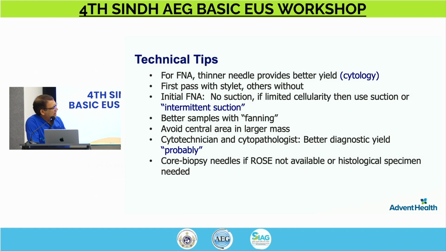If suction only, if I'm not getting any specimen, fanning works better. If it's a really, really large lesion, I kind of mentioned that yesterday too. There's gonna be necrosis in the center, so try to take a specimen from the periphery of the mass, and especially in center, if you see the heterogeneity and some fluid, avoid that area because that is all necrosis. So you won't get any specimen there.